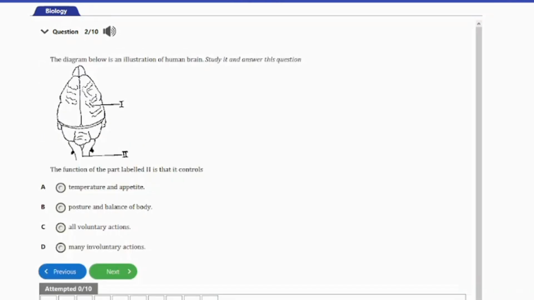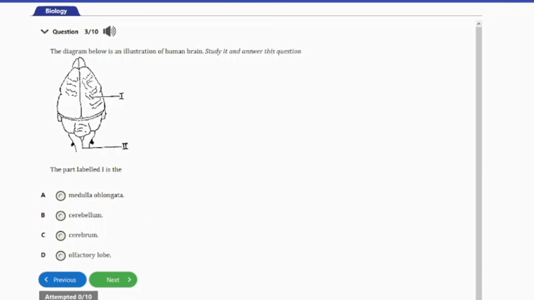Question number 2. The diagram below is an illustration of the human brain. Study it and answer this question. The function of the part labeled II is that it controls A, temperature and appetite, B, posture and balance of the body, C, all voluntary actions, D, many involuntary actions. The answer is option D, many involuntary actions. This part labeled II is actually the brainstem and controls many involuntary actions. Let's consider the next question.